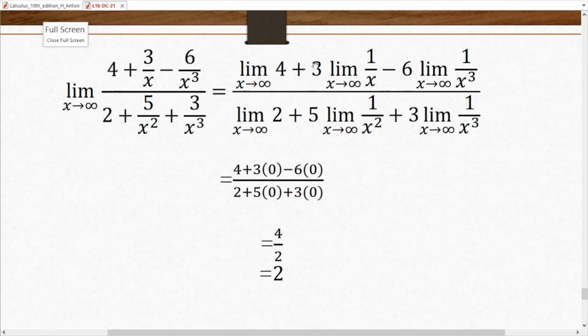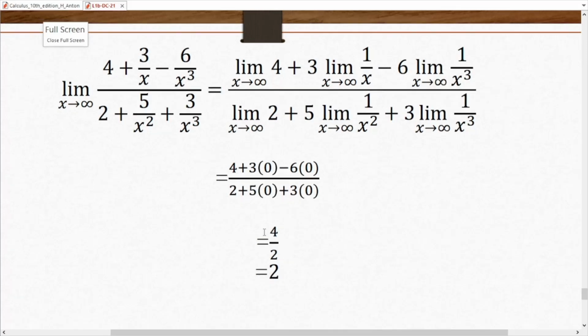And then, pagdating kay 3 over x, pwedeng i-factor out mo si 3. Natira dun si 1 over x. Yung expression na to, this is equal to 0 according to theorem 9. And then, minus 6 times the limit of 1 over x cubed. Ito ay 1 over x times 1 over x times 1 over x lang. So, this is also 0. Ito na yung magiging sagot. 4 over 2, that is 2 yung limit daw niya.